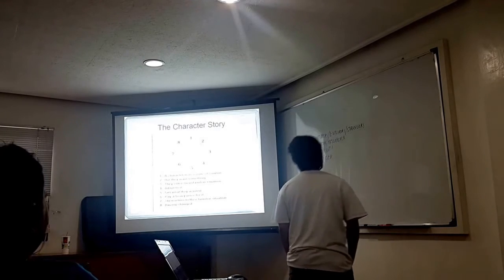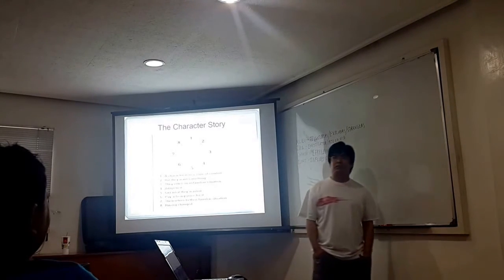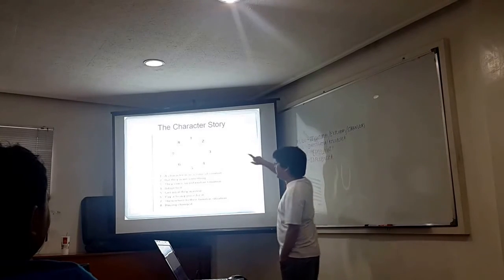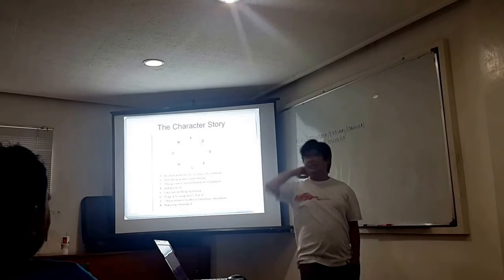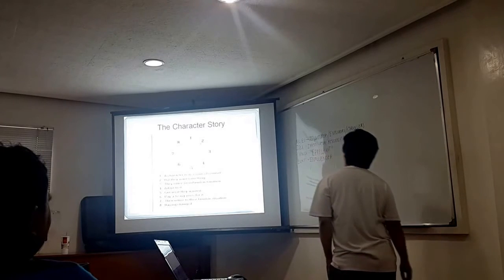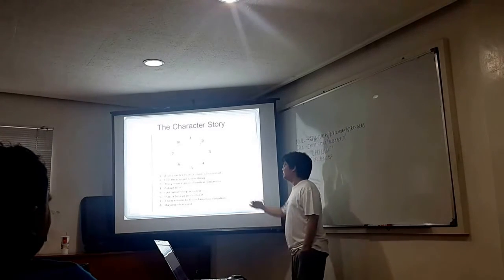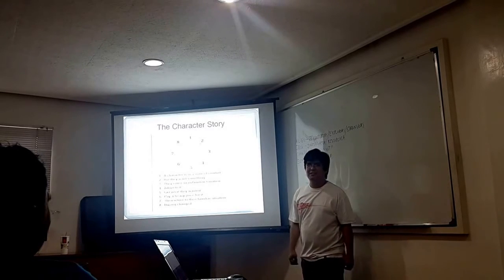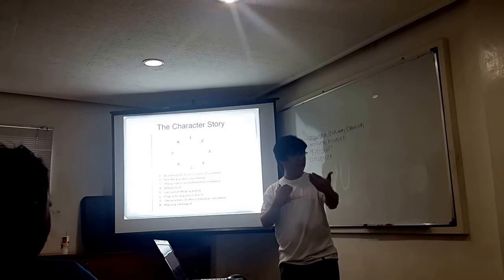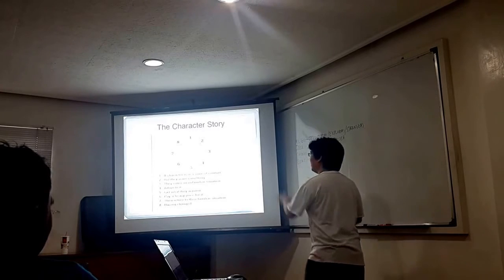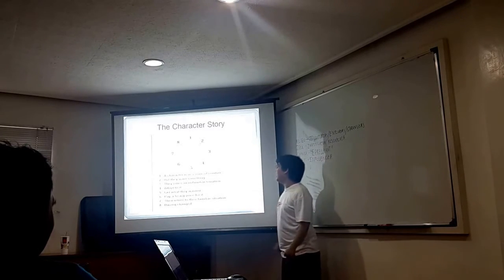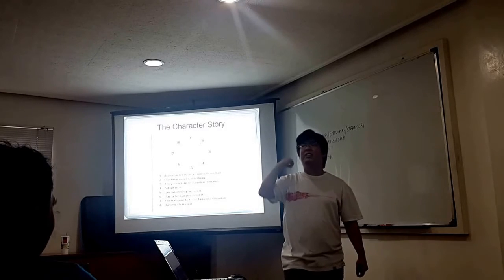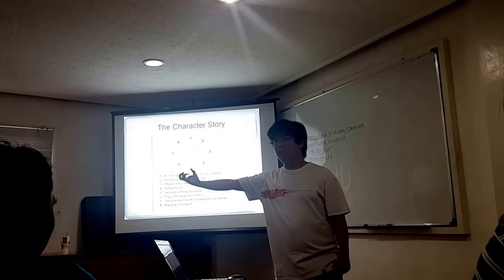So this is Dan Harmon's story circle. You can say all stories follow these steps before going back to the beginning. What is that? First, a character is in a zone of comfort. Number two, they want something. They're dissatisfied. Number three, they enter an unfamiliar situation, because that's where they get what they need to do to get what they want.